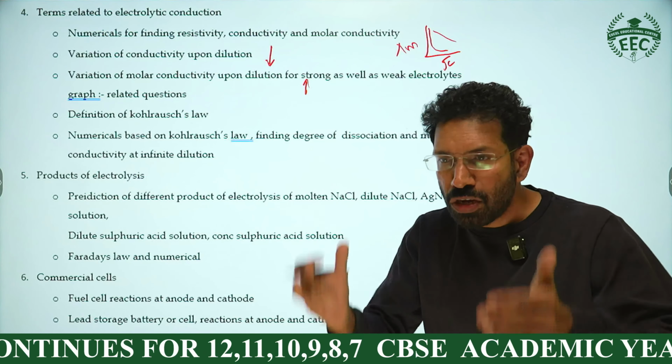Okay, now commercial cells. Most of the students are leaving this commercial cell part. See, there are so many commercial cells, but you target these two. Don't forget to study fuel cell reactions at anode and cathode, and the advantages of fuel cell. It's an important area. Similarly, lead storage cell. You have to study the reactions.